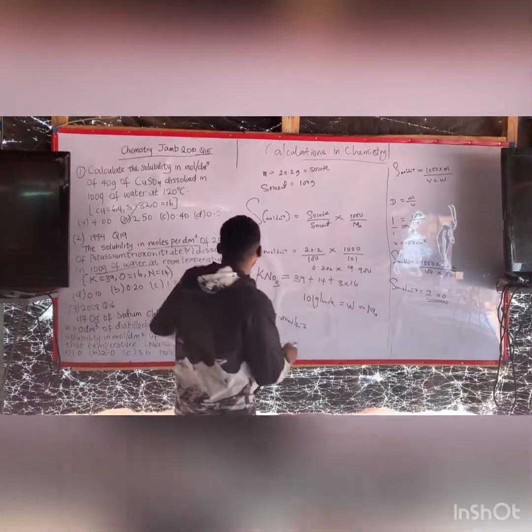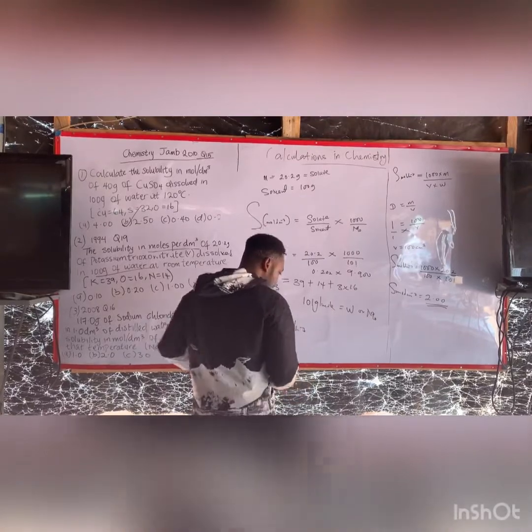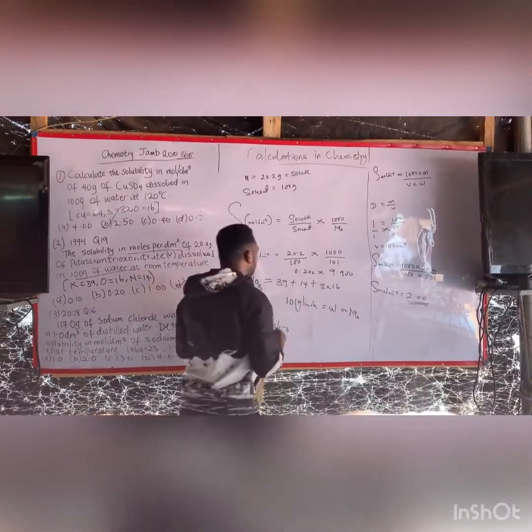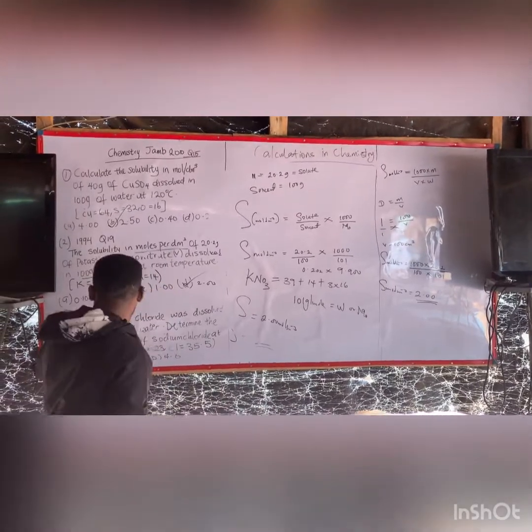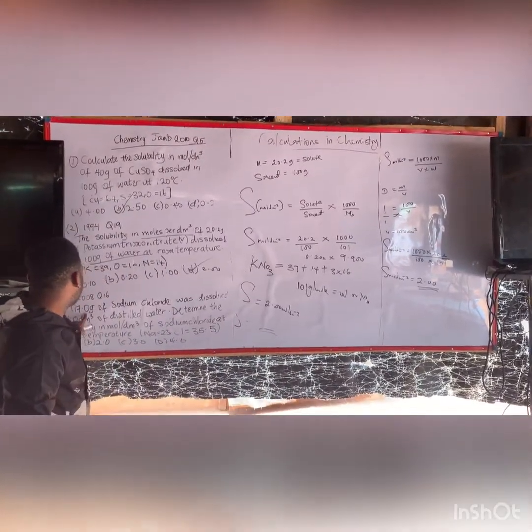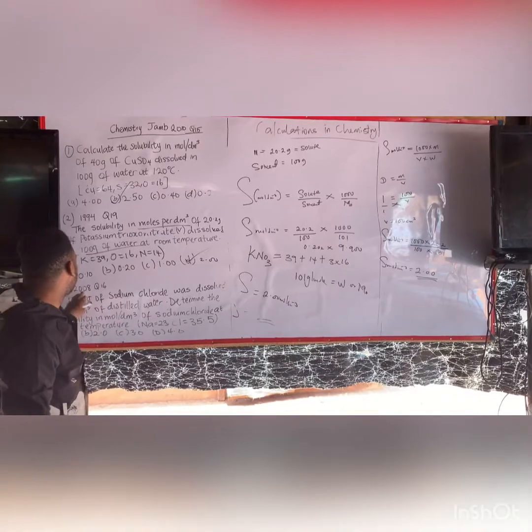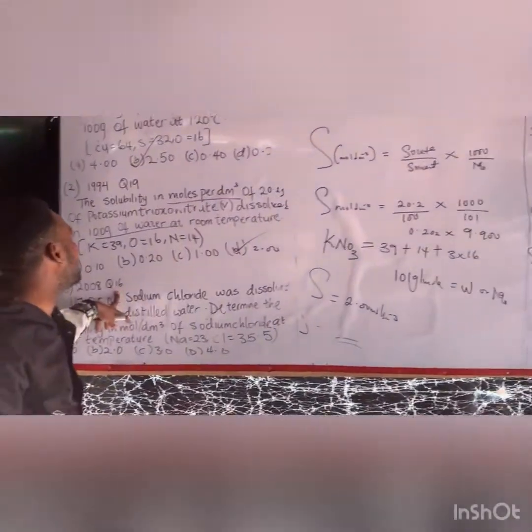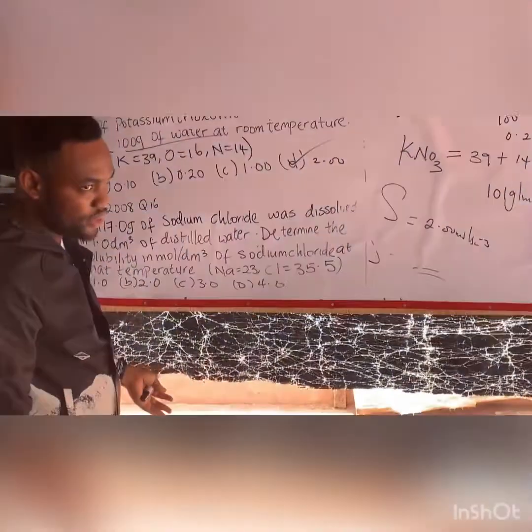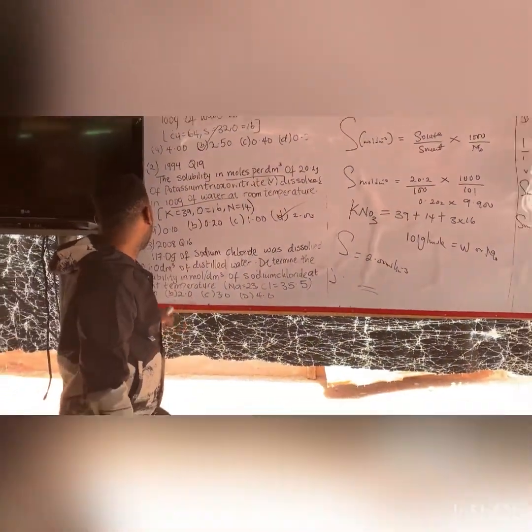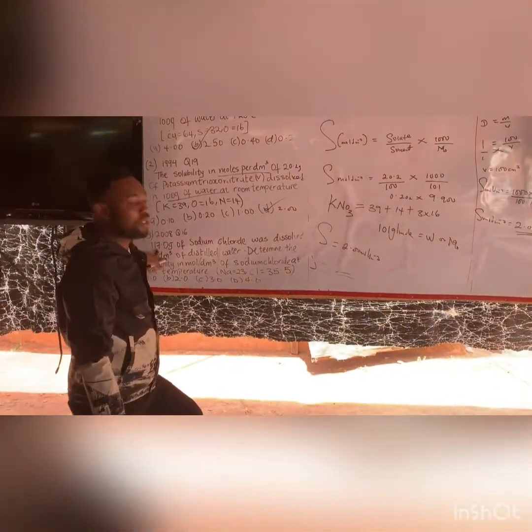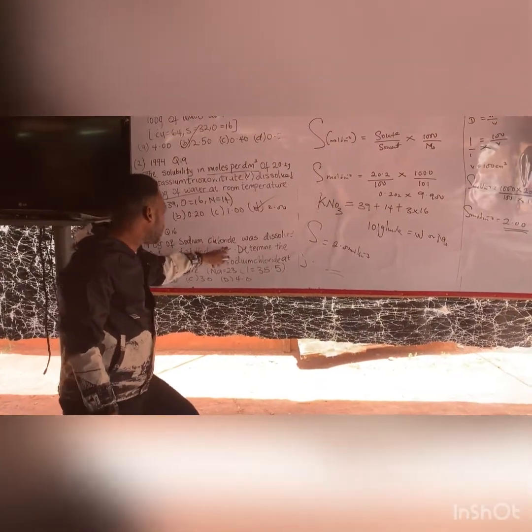All right? Now, the last question. The last question says 117.0 gram of sodium chloride. This is from 2008 question 16. All these are JAMB past questions. Subsequently, we'll solve the ones from WAEC, NECO, GCE, like that.